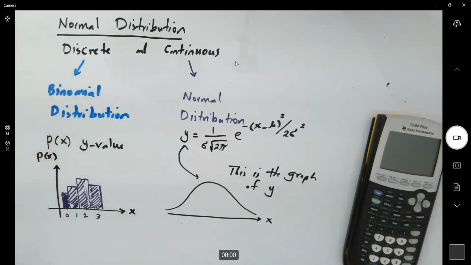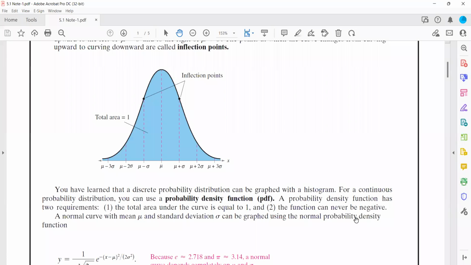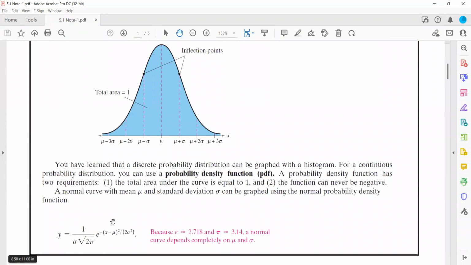Now, for a continuous random variable, the continuous probability distribution can be graphed using this exponential function: y equals 1 divided by sigma times the square root of 2 pi, times e to the power negative (x minus mu) squared divided by 2 sigma squared. Remember that e, the Napier number, is approximately 2.718, and pi by approximation we just say it's 3.14.